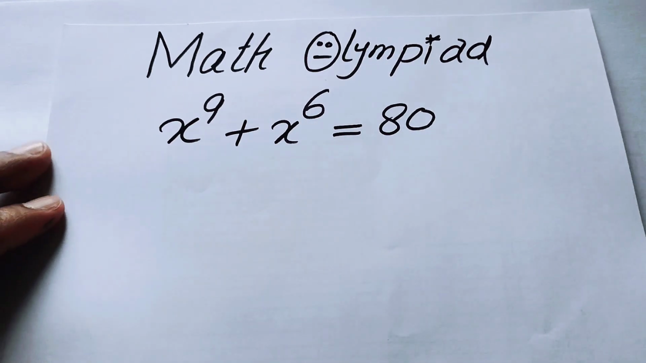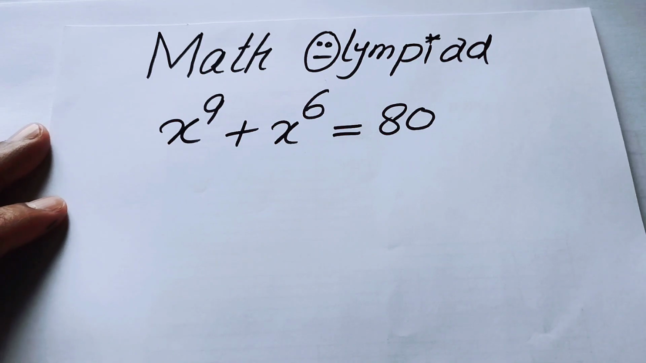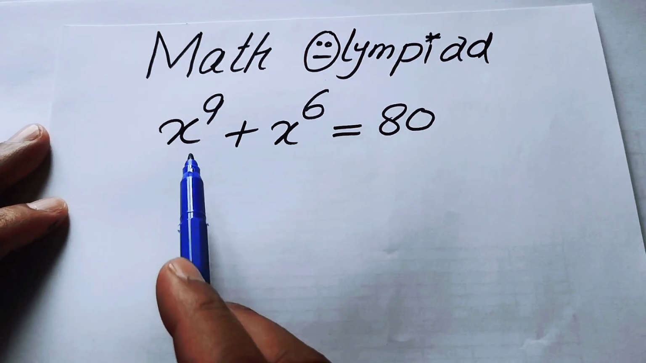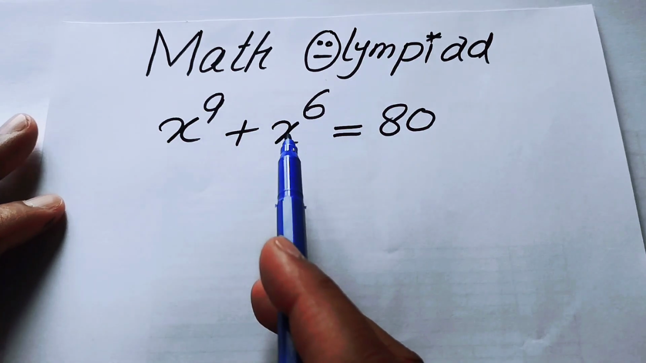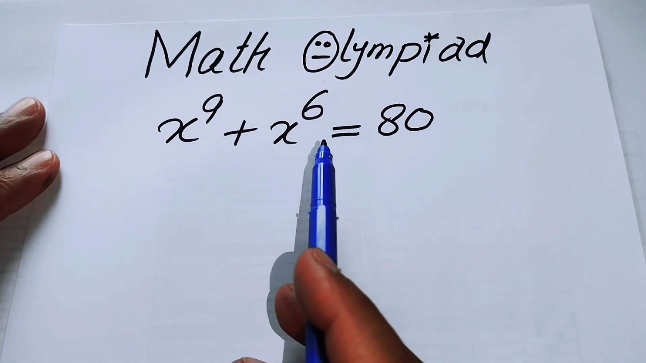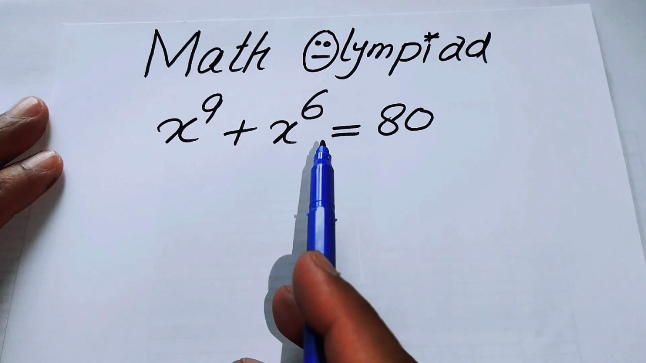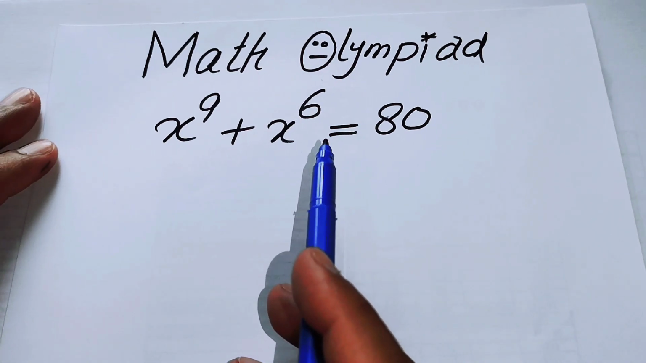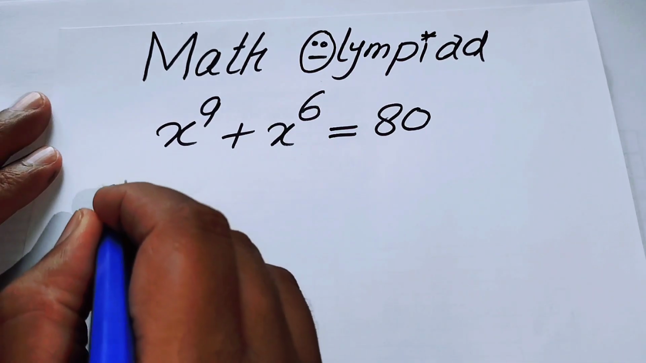In this video we are going to solve this nice algebra problem, and here we have x to the power of 9 plus x to the power of 6 is equal to 80, and we will solve this problem for the value of x.